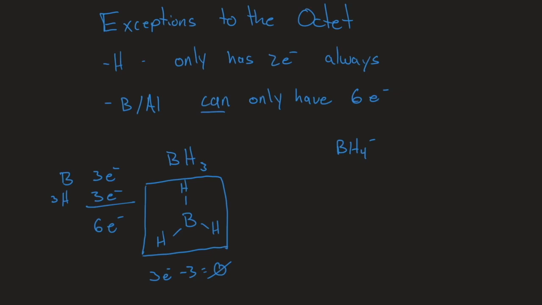If we look at BH4 minus, this is the first anion we've looked at. And so again, boron has 3 electrons. From hydrogen, we have 4 electrons. And we have 1 extra electron from the negative charge. That gives me a total of 8 electrons to use. Again, I'm going to put boron in the center and spread my hydrogens around. And I've used 2, 4, 6, 8 electrons. I've used all my electrons.